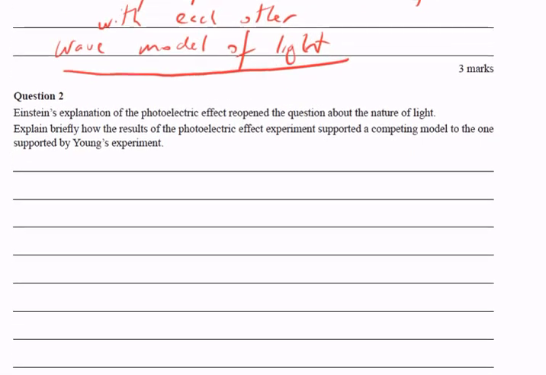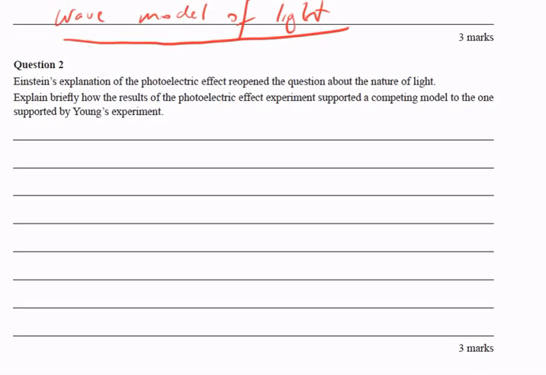Alright, the next one's about the photoelectric effect and Einstein's explanation of it. So explain briefly how the results of the photoelectric effect supported the competing model, so the particle model of light, to the one supported by Young's experiment.